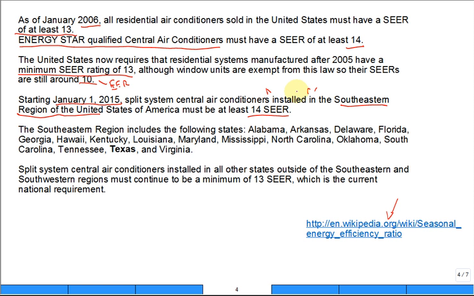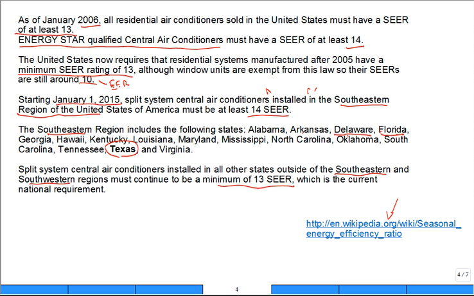Now, what is that region? It's Alabama, Arkansas, Delaware. Why is Delaware in it? Well, anyway, Delaware's in it, Florida, Georgia, and there's Texas. Now, split systems installed in all other states out of the southeast, that's where this is right here, and the southwest region, which I didn't describe, I deleted it, can still have a minimum of 13 SEER because, you know, the summer in northern Michigan just isn't that long. In Minnesota, it's just not that long. So they basically have it where if you're going to use a lot of air conditioning, you need to have it efficient. That's what they've done.